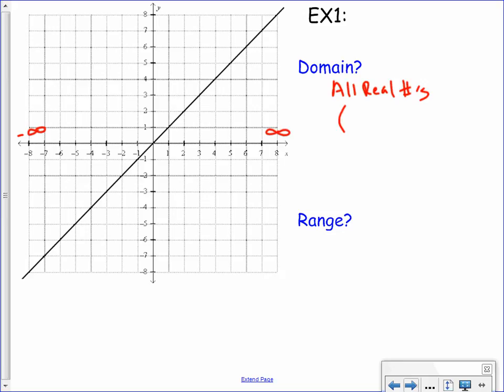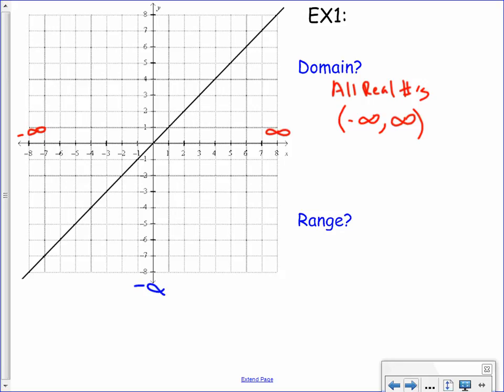In interval notation, I'm going to give you 2 answers, the same answer. Interval notation would be negative infinity to positive infinity, like that. So either one, pick your favorite one for your answer today. For the range, no, because the number can never get to infinity. So that's why for infinity it's always parentheses.